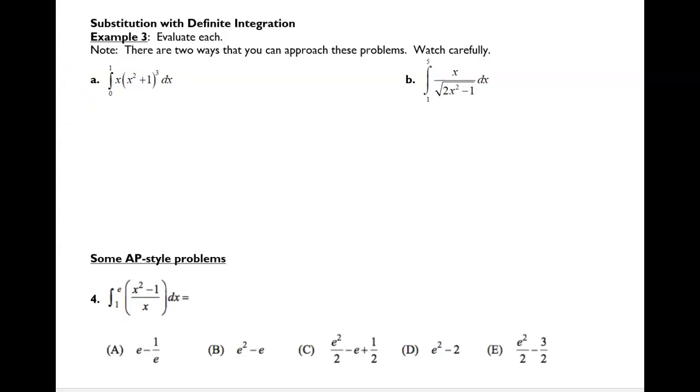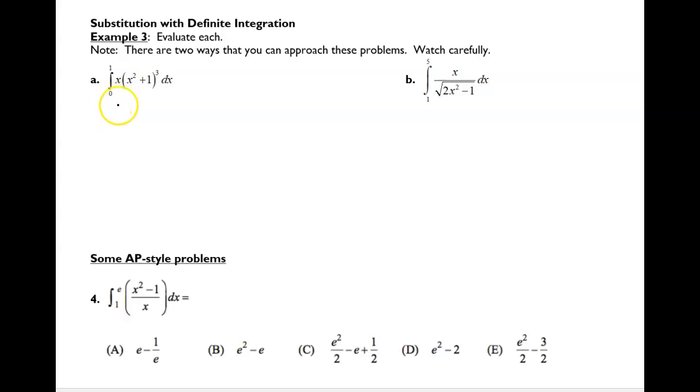Now let's talk about substitution with definite integrals. So you can do these problems in the same way that we have done u substitutions before. So do your whole u substitution and then evaluate from 0 to 1 at the end. But there's actually another method that might be easier and is the method that the AP exam would prefer that you do. We're going to start this out the same way.